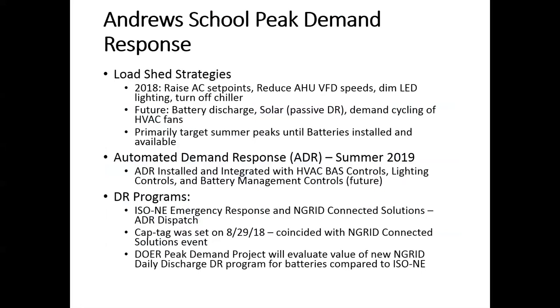So in 2018, he worked with them around raising the AC set points and reducing the variable frequency drives. That building had all LED lighting, and so we were able to dim the lighting and turn off the chiller. Next year, hopefully by this coming summer, we're going to have solar and battery in there, and the goal would be to discharge the battery. We're also working with automated demand response, so we could get a signal from National Grid that would allow the building to go into demand response mode.